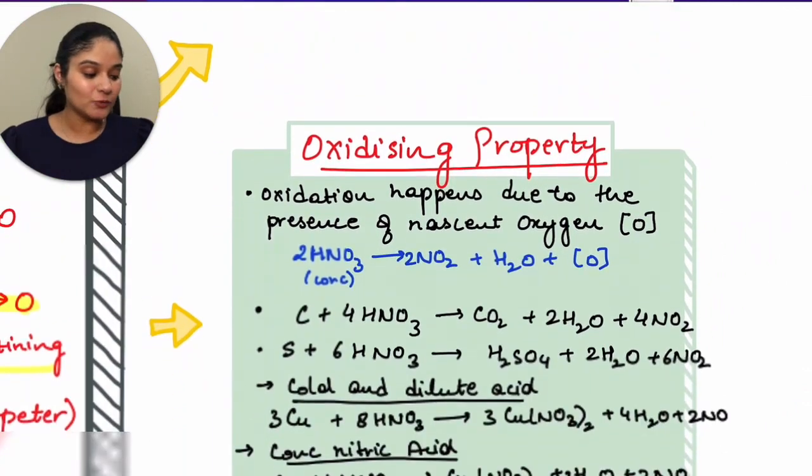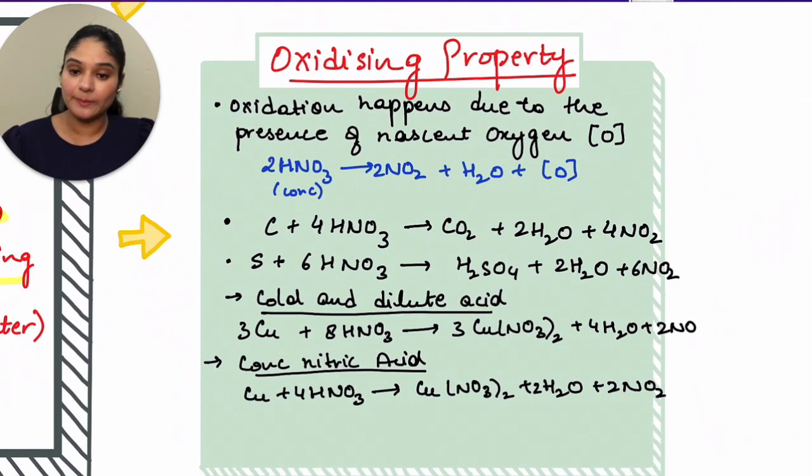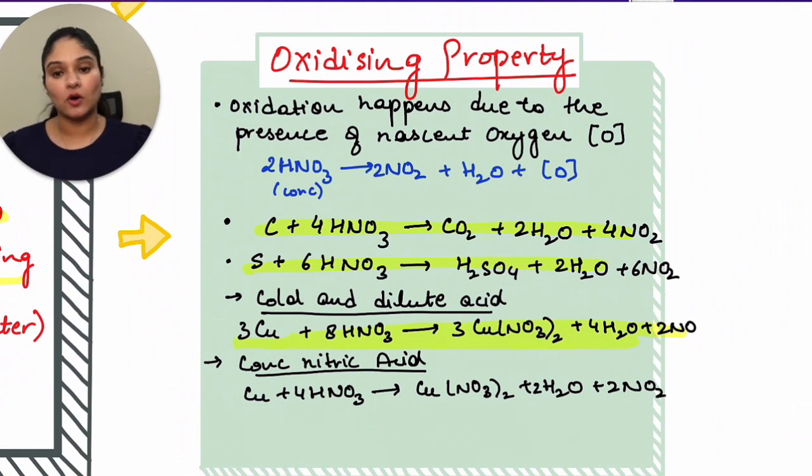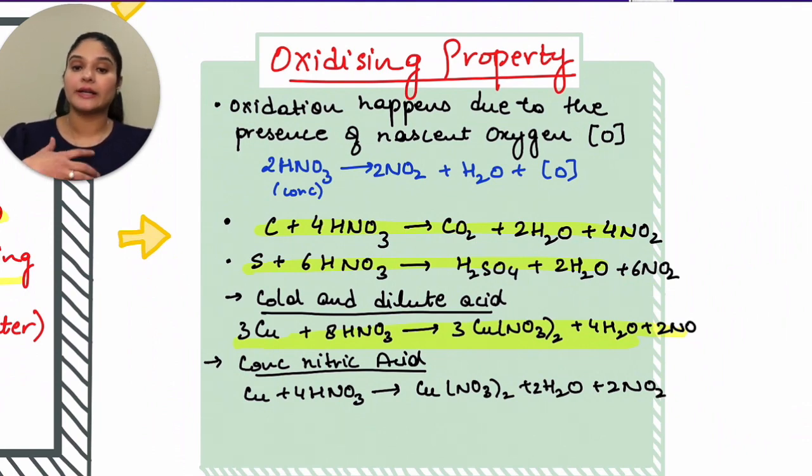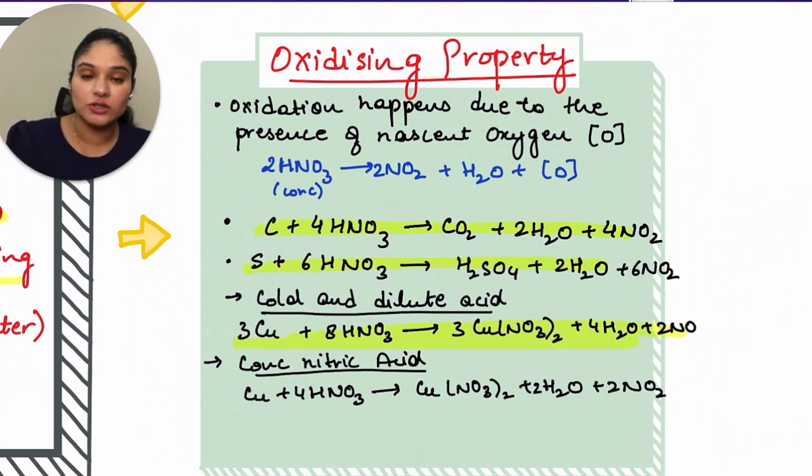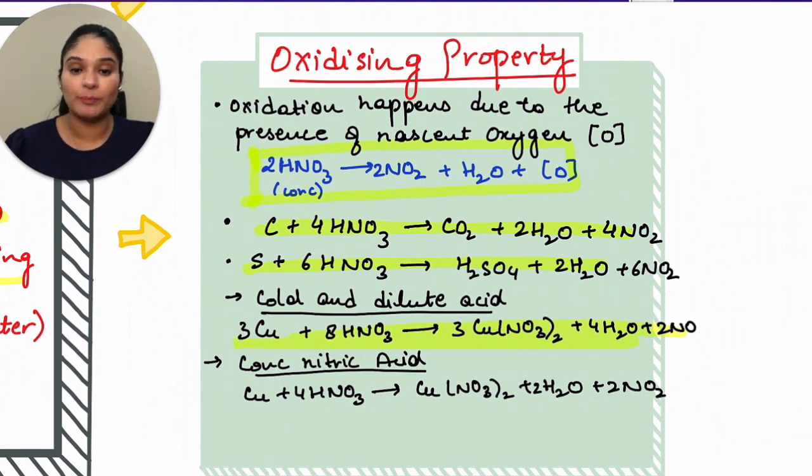Okay, let's move to the next one, oxidizing property. This is very important and these three equations are very important. Why does oxidation happen? When HNO3 gets decomposed to NO2 and water, you get nascent oxygen. This nascent oxygen is responsible for oxidation of any product. Oxidation happens due to the presence of nascent oxygen, and you have the equation HNO3 giving NO2 plus water plus nascent oxygen.